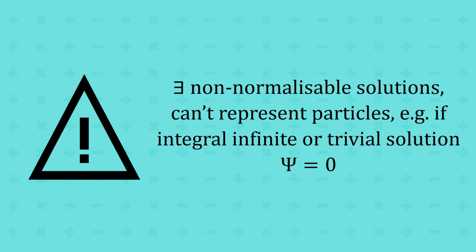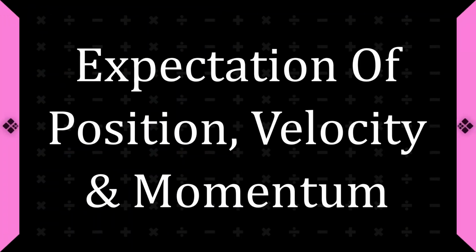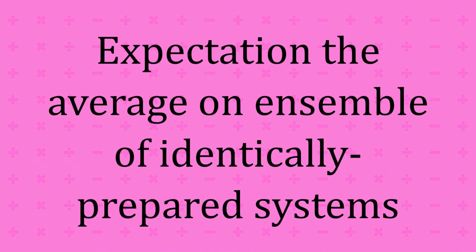However, there are some non-normalizable solutions which can't represent particles. For example, if the integral is infinite, or the trivial solution psi equals 0. Now, let's discuss the expectation value of position, velocity, and momentum. In quantum mechanics, the expectation value is the average measurement of an ensemble of identically prepared systems, not the average of repeated measurements on the same system.